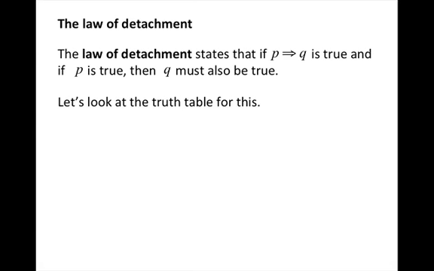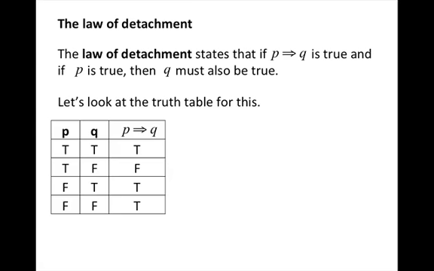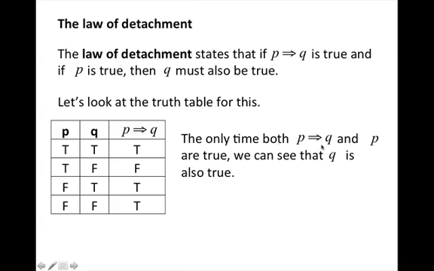To help us see this, let's look at the truth table. We'll begin with the implication. It was true in 3 cases, in line 1, line 3, and line 4. But P had to also be true. The only time that both the implication P implies Q was true and P was true was in line 1. And we can see in this line Q was also true.